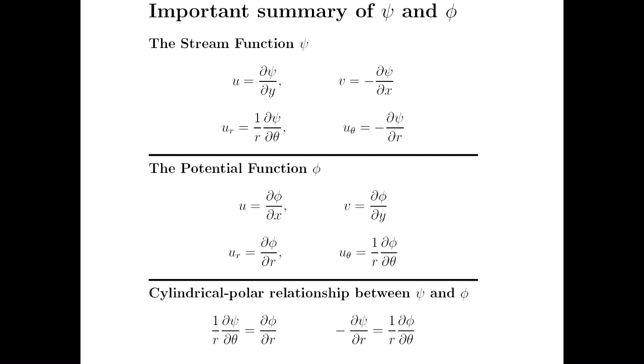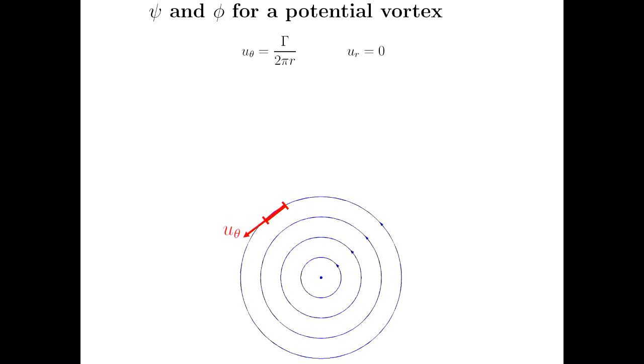All right. So, right, let's find our stream function and potential function for a point vortex. Okay, let's try and do this together.